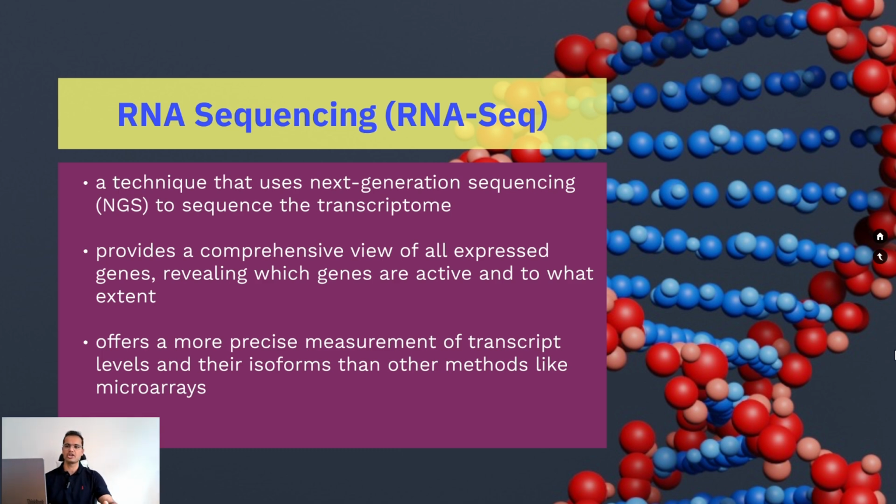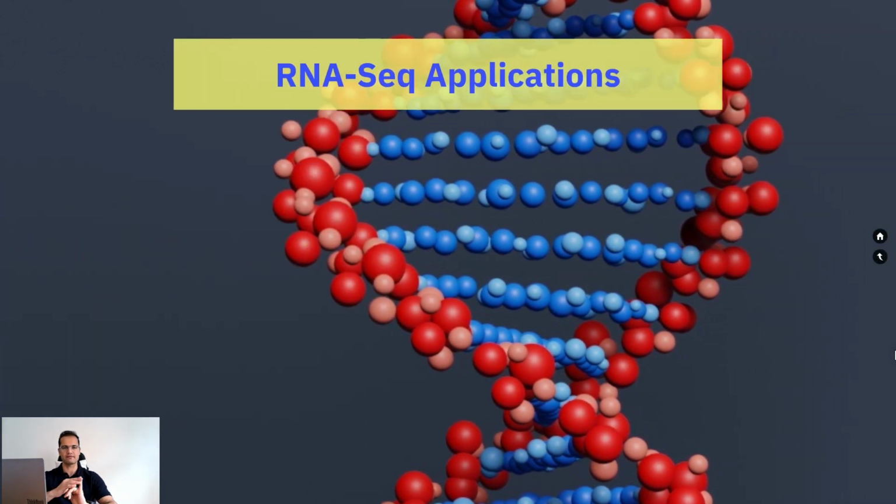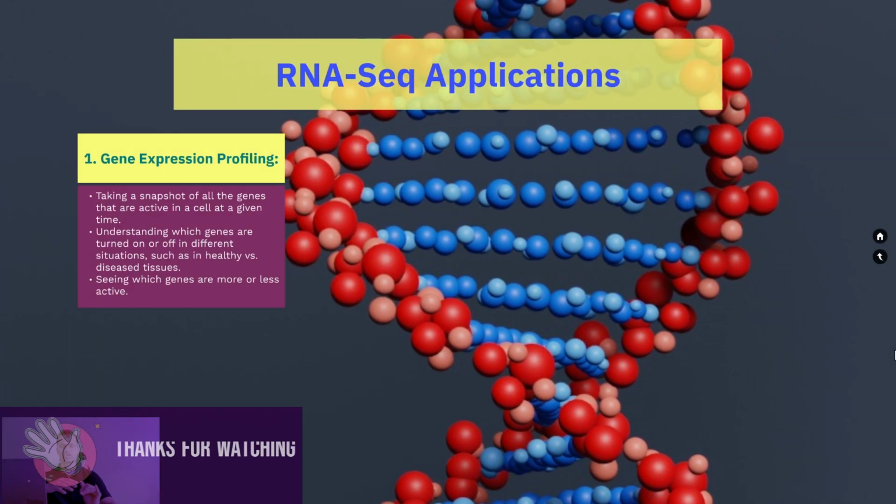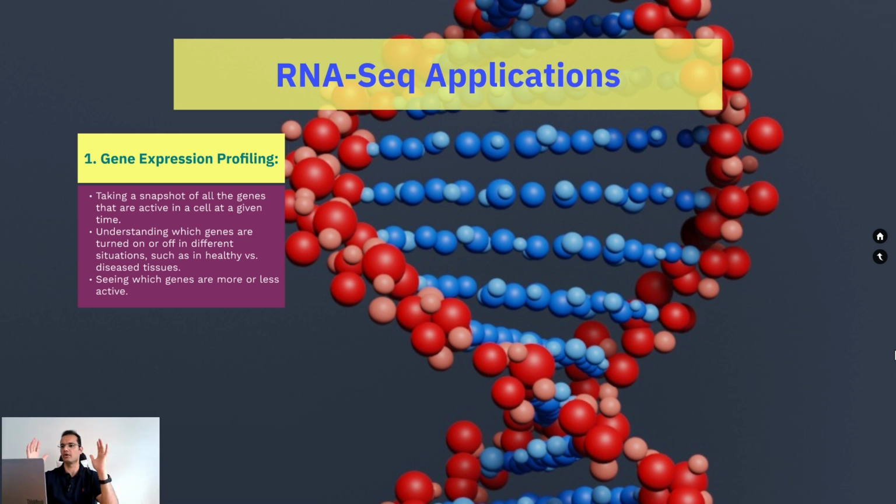Let's see what applications RNA-Seq has. The first application that I want to mention is gene expression profiling. This is like taking a snapshot of all genes that are active in a cell at a given time. It helps scientists understand which genes are turned on or off in different situations, such as in healthy tissue versus in diseased tissue. Researchers can use this to see which genes are more or less active.